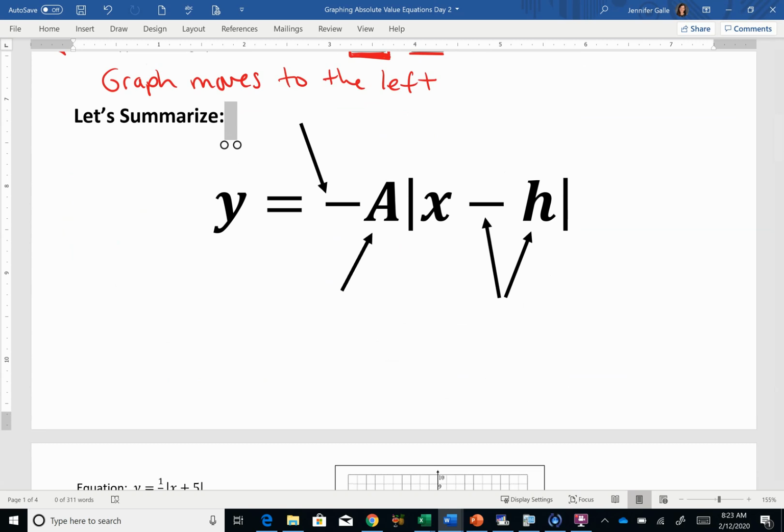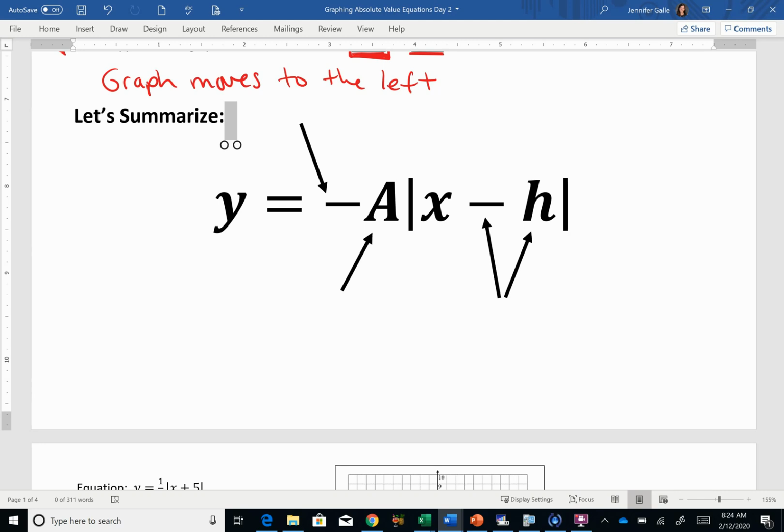All right, let's summarize, and then I want to put together what we did yesterday with what we're doing today. Looking at a graph that might reflect and move to the right, or might be compressed and move to the left. So let's just put together what we saw yesterday and what we just saw today. Then I want to do a few examples with you and then give you some time to practice. So first of all, this nice little breakdown right here.